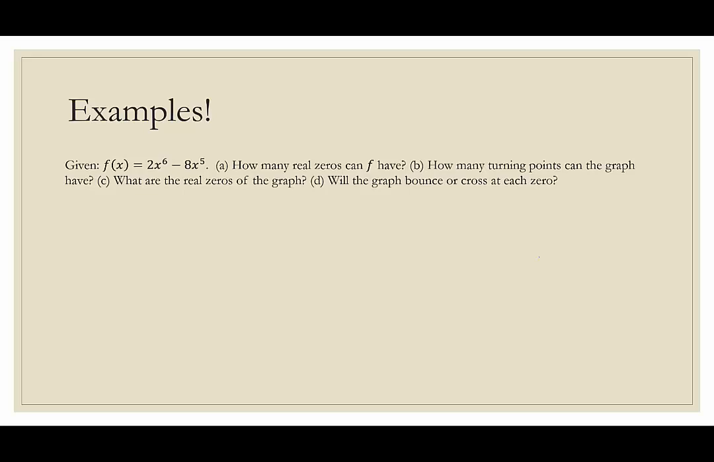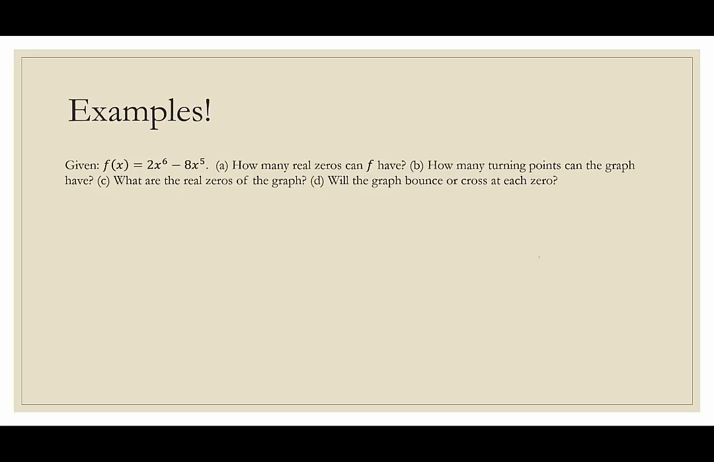In our first example, we're given f of x equals 2x to the 6th minus 8x to the 5th. We have 4 things that we want to do. 1, identify how many real zeros f can have. 2, how many turning points can the graph have. 3, what are those real zeros? And 4, will the graph bounce or cross at each 0?